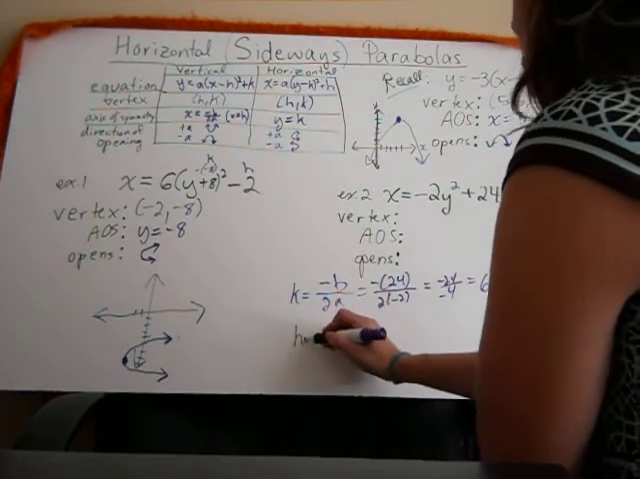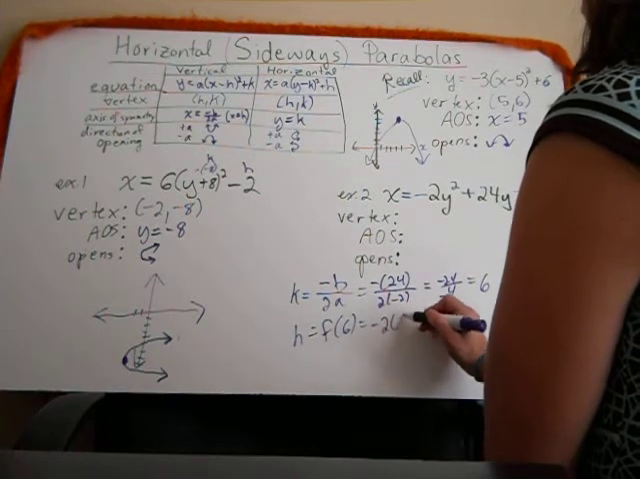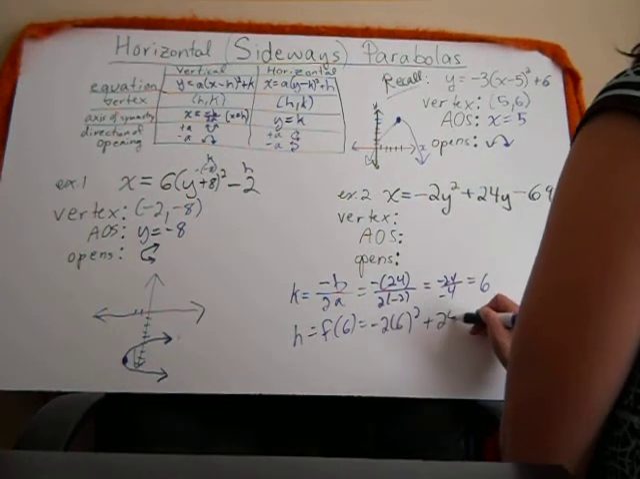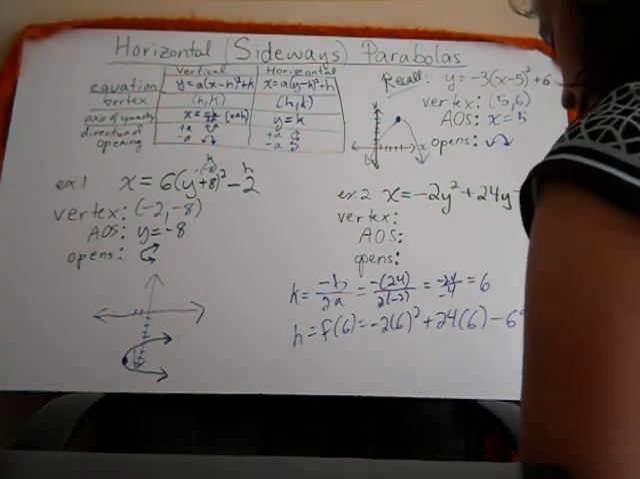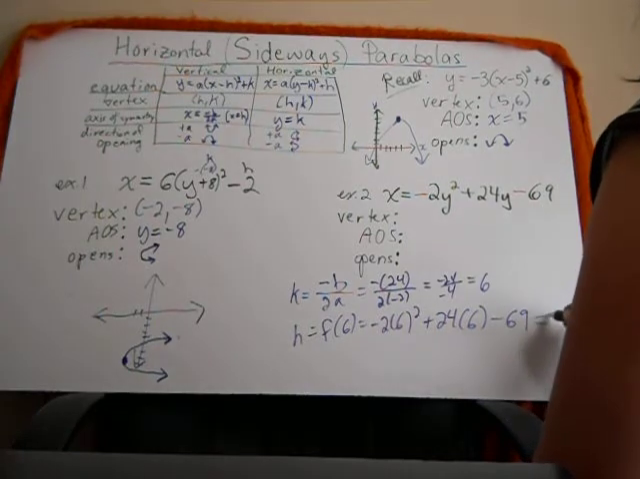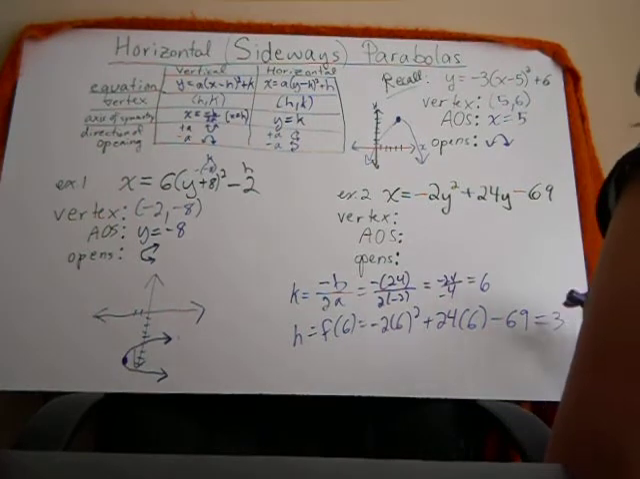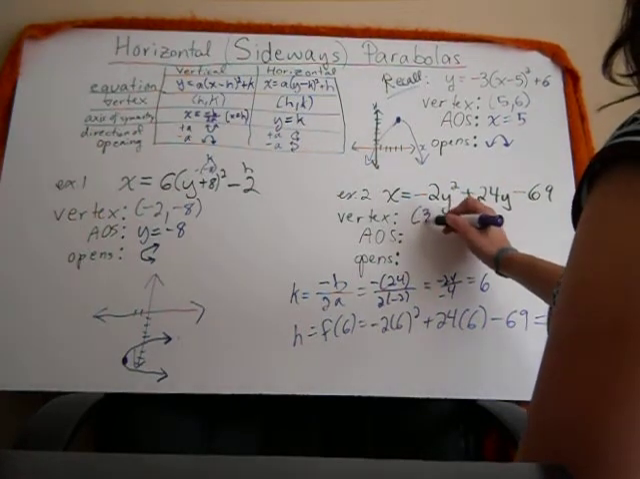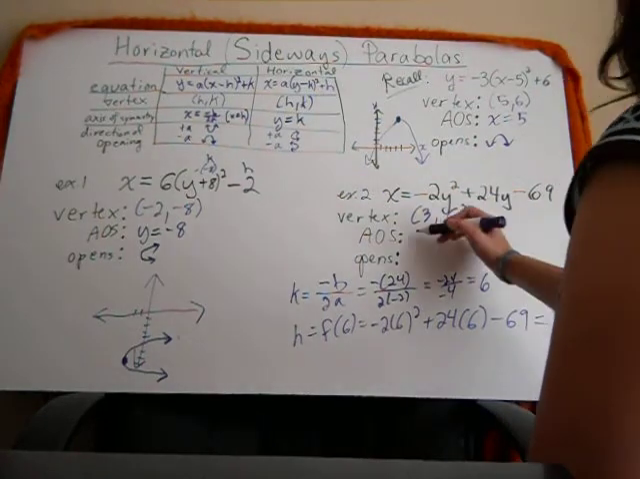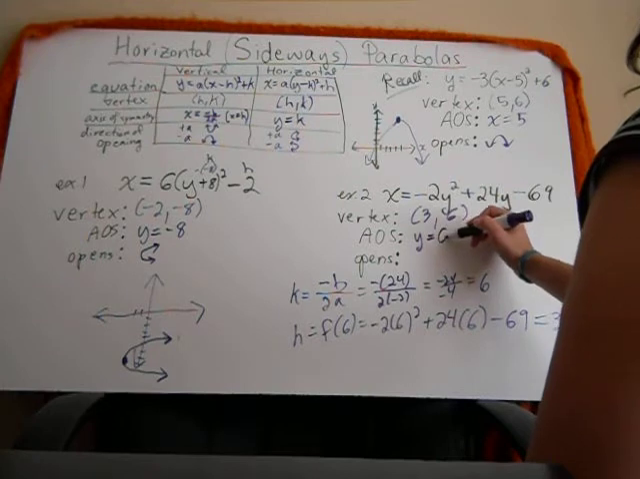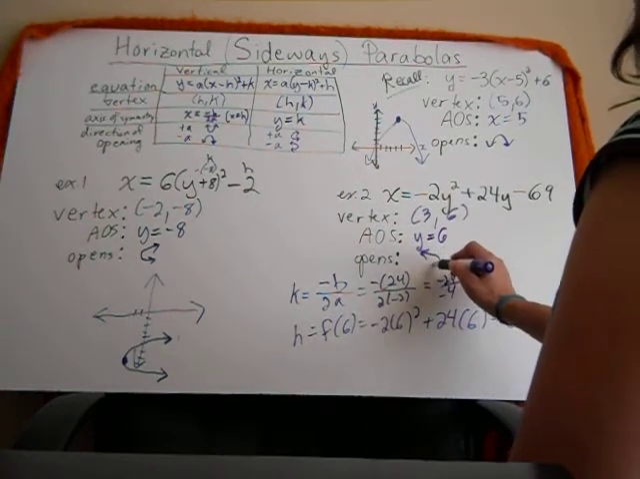To find out what h is, you're going to do f of 6. And when you plug 6 in, you do get a positive 3. Now remember, this is k and this is h. So my vertex is always h, k, so that is 3, 6. My axis of symmetry is y equals k, so y equals 6. And this opens, since that is negative, it opens to the left.